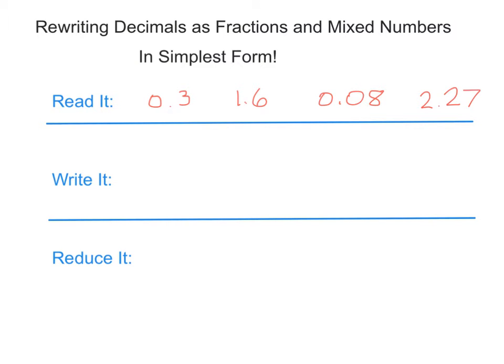We're going to look at decimals and change them to either fractions or mixed numbers in simplest form. Make sure everything is in simplest form when you're done. So our first step here is going to be to read it. Then we're going to write it as a fraction, and finally we're going to reduce it. So if I read my first number, this is 0 and 3/10.